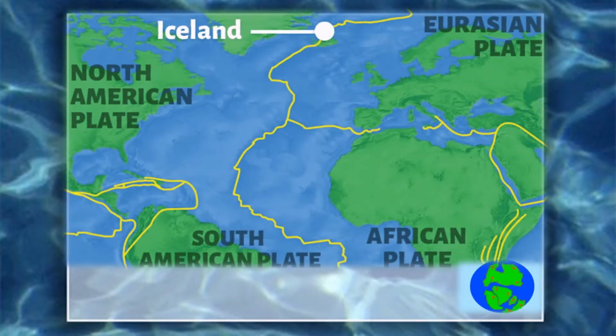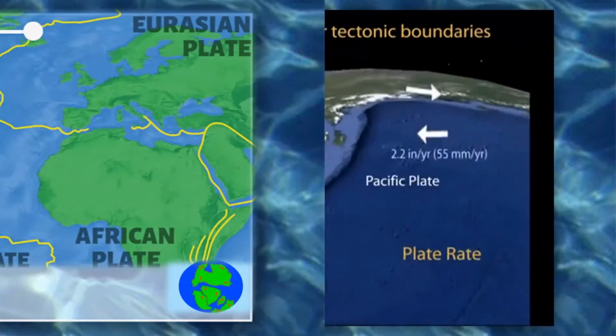Plates move as rigid bodies, so it may seem surprising that the North American plate can be moving at different rates in different places. The explanation is that plates rotate as they move. The North American plate, for example, rotates counterclockwise, while the Eurasian plate rotates clockwise. Plate motions can be tracked using Global Positioning System, GPS, data from different locations on Earth's surface.